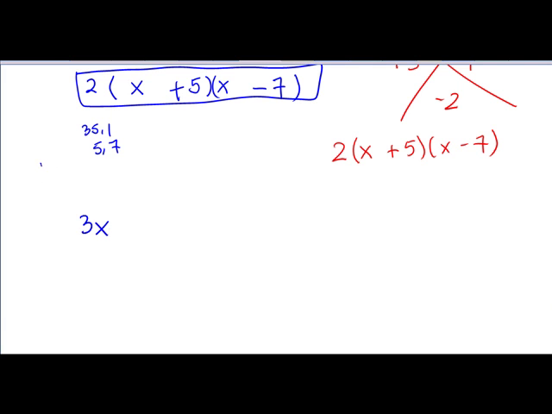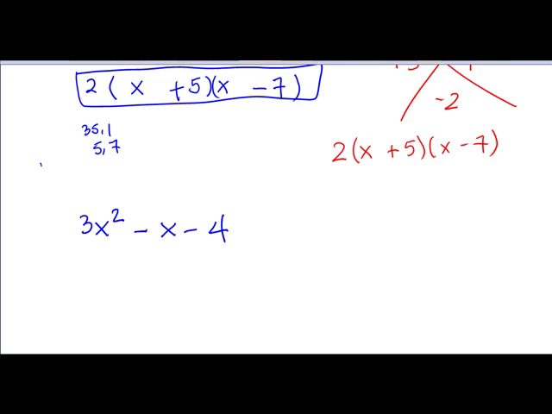Just 3x squared minus x minus 4. For this example, I'm using the diamond method because it's extremely easy. If you're using the trial and error method, it's really a little bit complicated, but the diamond method is very nice. So if you know how to use trial and error, then you're okay.